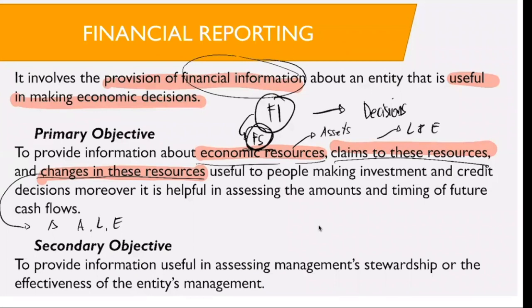Okay. So what is the primary objective? The primary objective is derived based on the definition of financial reporting. Since financial reporting is defined as the provision of financial information, the primary objective therefore is to provide information that is useful for making decisions. And when we talk about making decisions, these decisions cover investment and credit decisions. When we say investment and credit decisions, we look into the prospects of future net cash inflows to the entity.